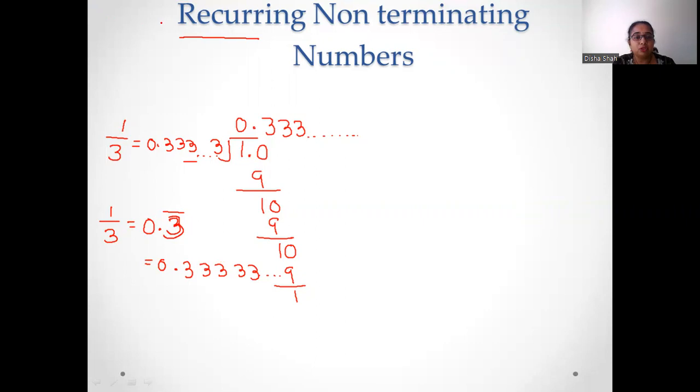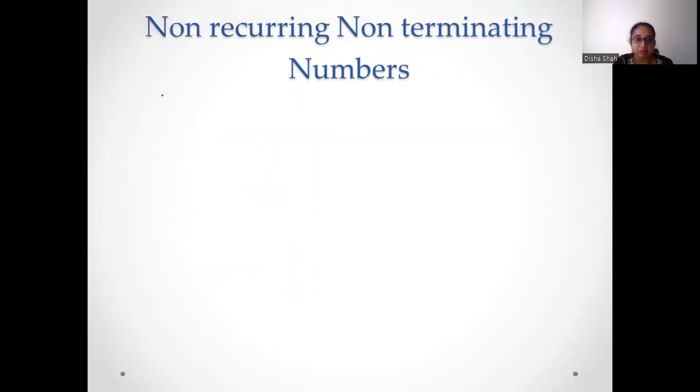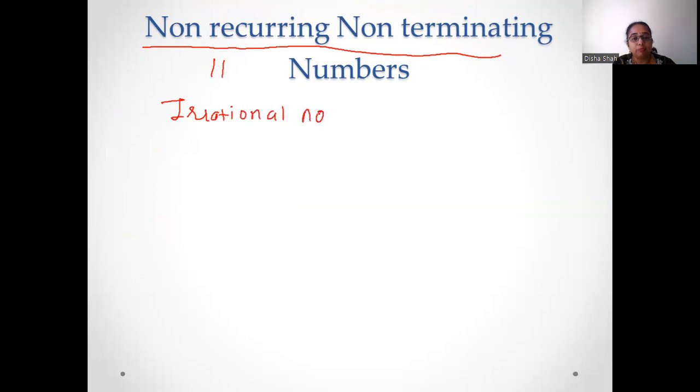Acha, now you must have understood if this is a recurring non-terminating, then what is non-recurring? Non-recurring means there is no pattern. वो number जो होते हैं वो repeat नहीं होते. That is called the non-recurring non-terminating numbers. उसमें कभी भी number repeat नहीं होते. And this type of numbers are irrational numbers, जिसमें आपको कोई pattern ना दिखे.